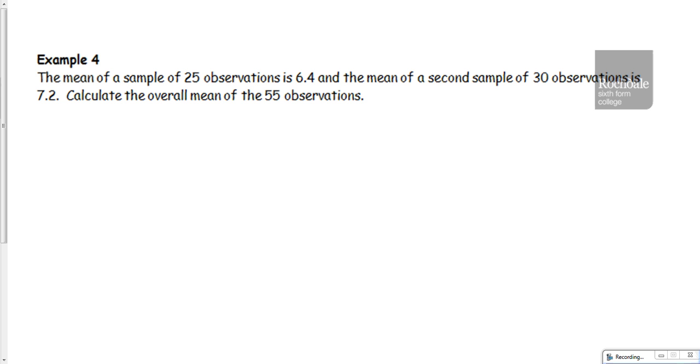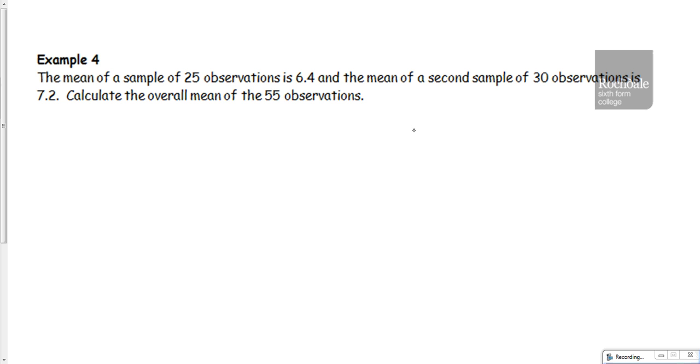Now, it's tempting just to add together the 6.4 and the 7.2 and halve it. That wouldn't be fair because that puts too much weighting on this first one. And in fact, we call it a weighted mean. We've got 25 observations in the first category and 30 in the second. So we have to give sufficient weighting to the second to show that it represents more people or more observations.